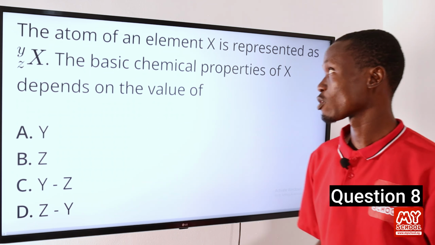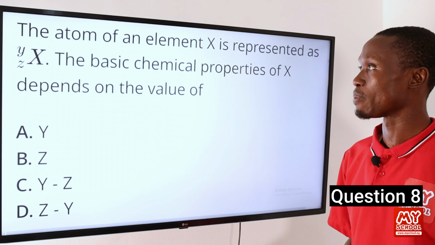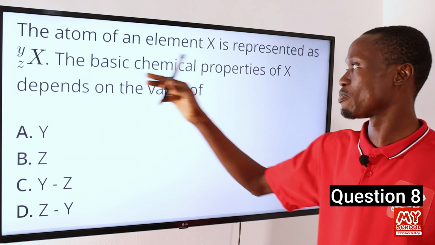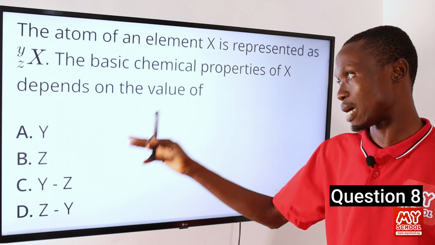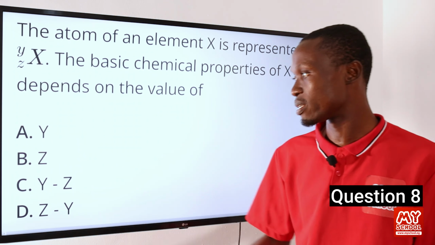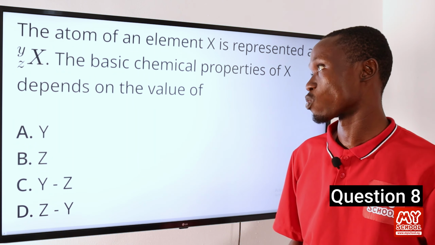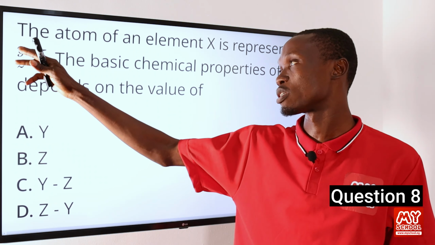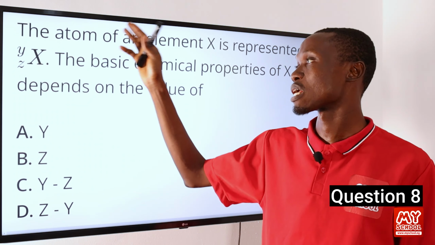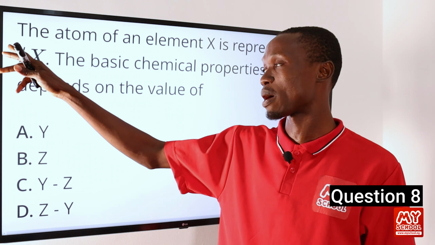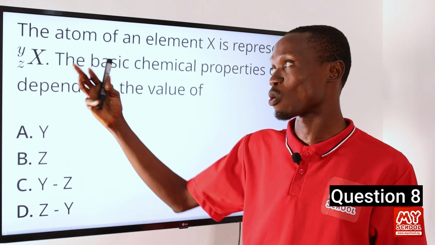Question 8. The atom of an element S is represented by this symbol. The basic chemical properties of S depend on the value of dash: A, Y. B, Z. C, Y minus Z. D, Z minus Y. So first of all, let's interpret what these letters mean. This is just how an element is represented. Y stands for mass number and Z stands for atomic number.